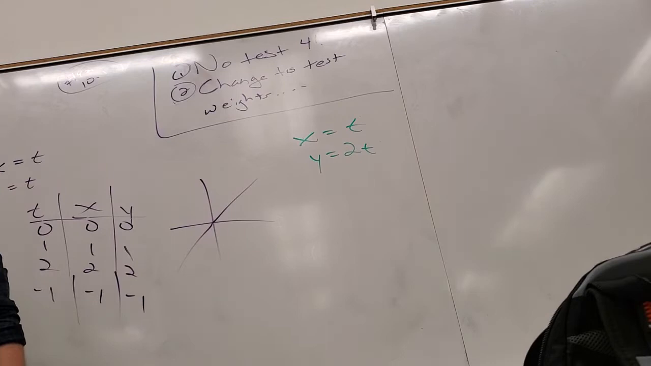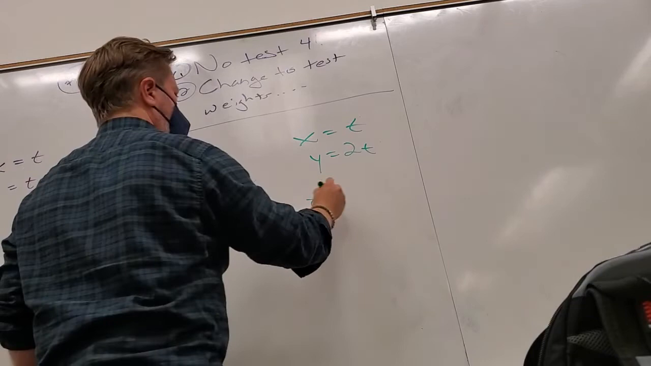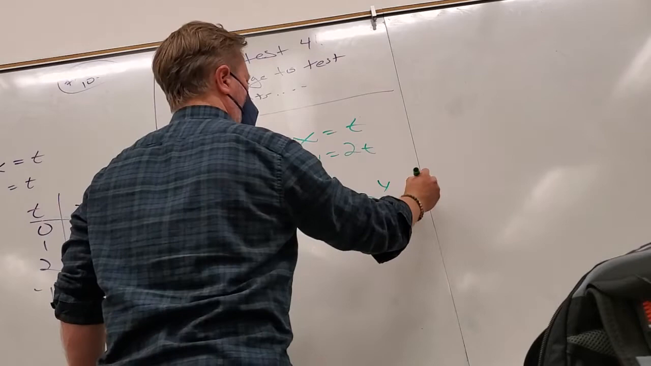It's not going to be a nice angle. But there's a way to figure it out. What is this defined to be? Y over x. What is y over x? 2 over 1. So two.